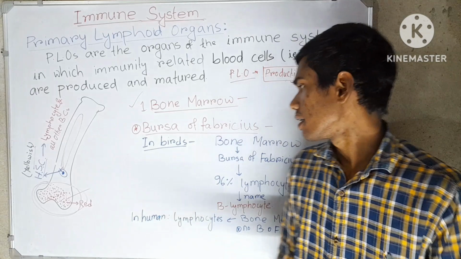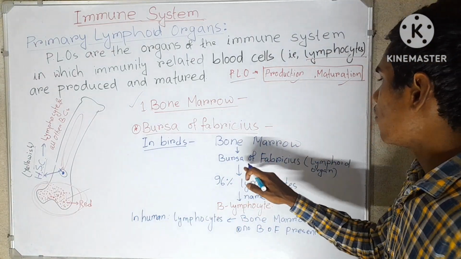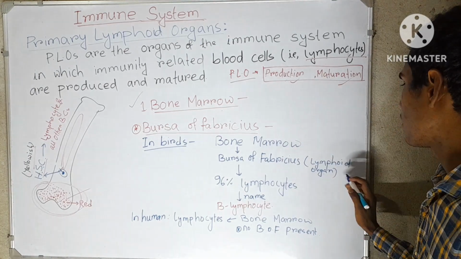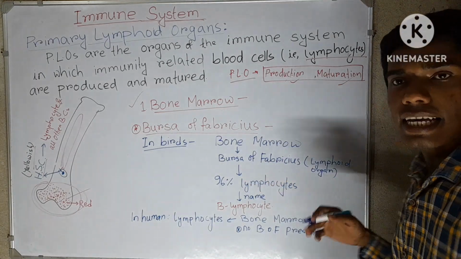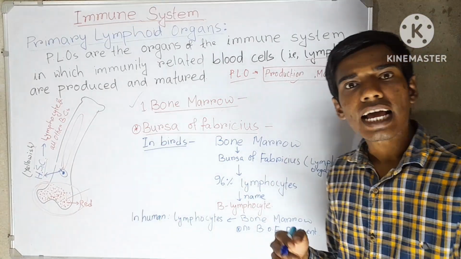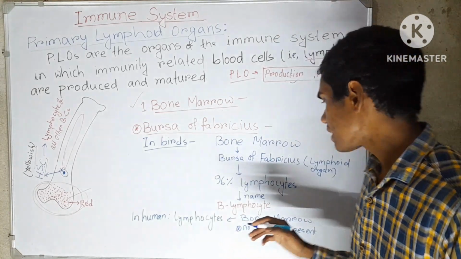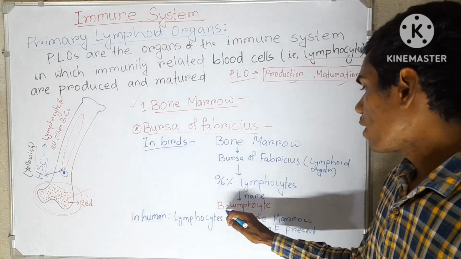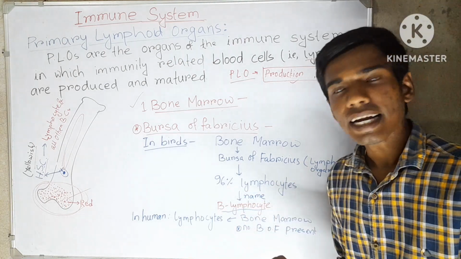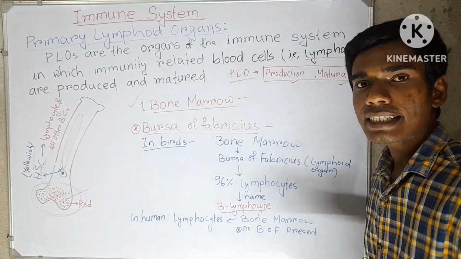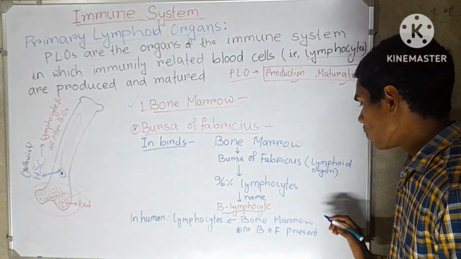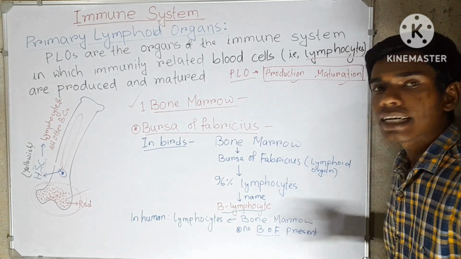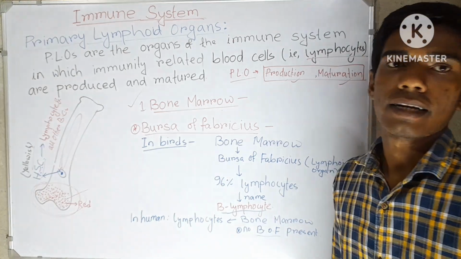In birds, the bursa of Fabricius is present. The bursa of Fabricius is a lymphoid organ in which 96% of the lymphocytes are produced. Due to this, the lymphocytes are known as B lymphocytes. But in the case of humans, the lymphocytes are produced directly in the bone marrow because there is no bursa of Fabricius present in the human.